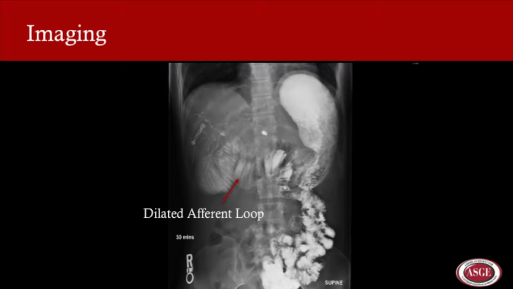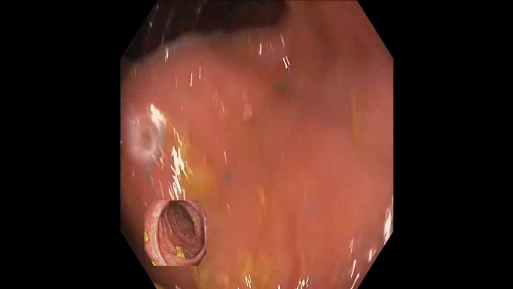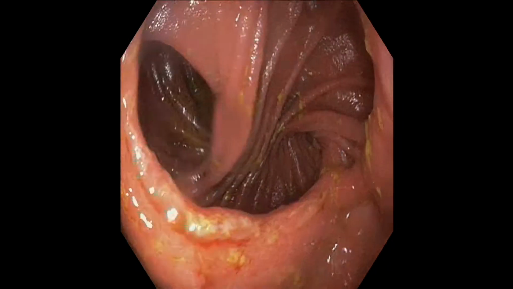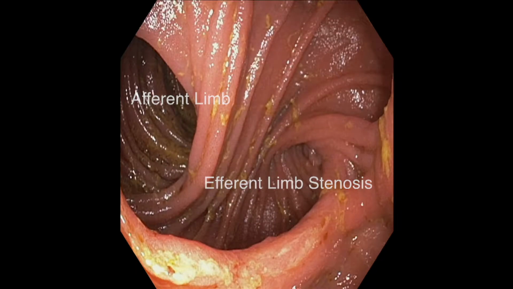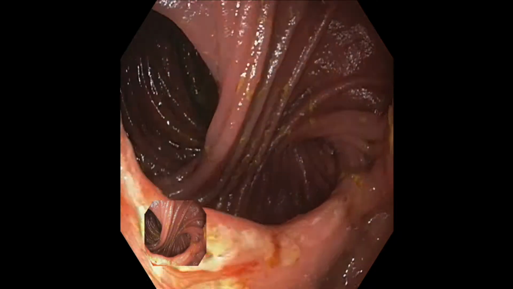The patient underwent upper endoscopy, demonstrating a widely patent afferent limb and stenosed efferent limb. Upon further review of the imaging and after traversing the stenosis, it was determined this obstruction was due to extrinsic adhesions and not recurrent tumor.